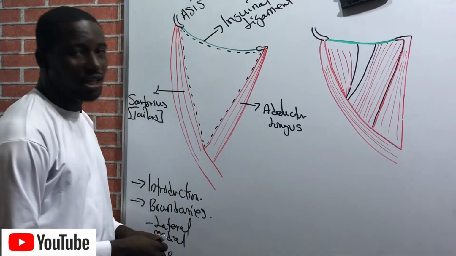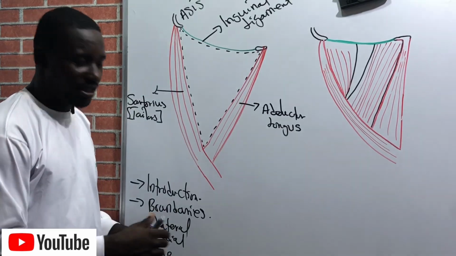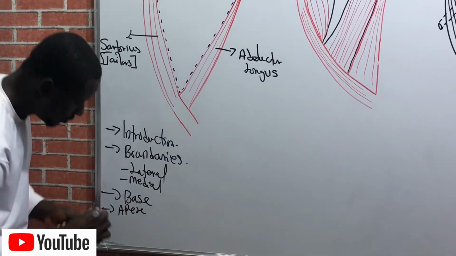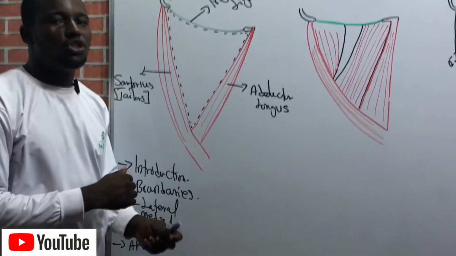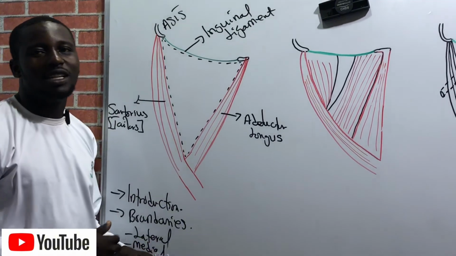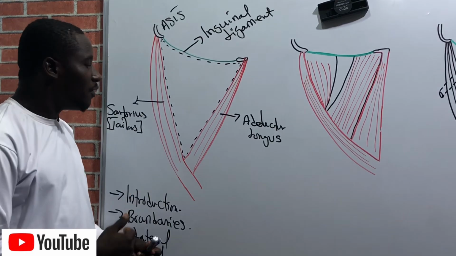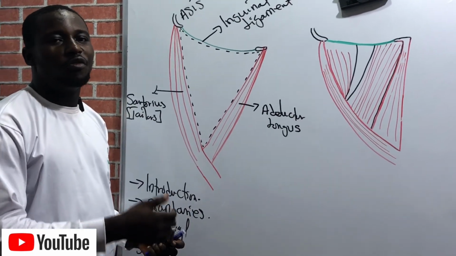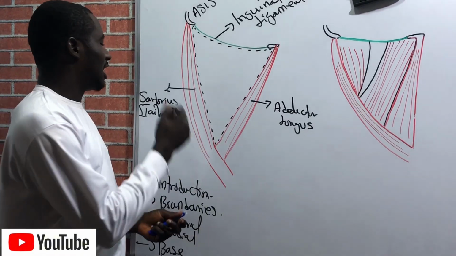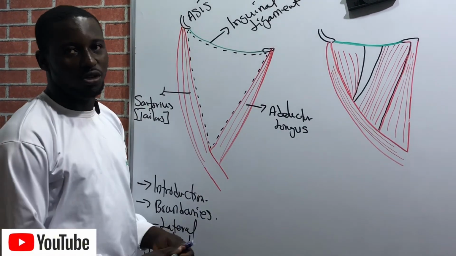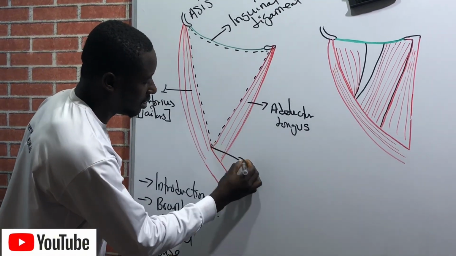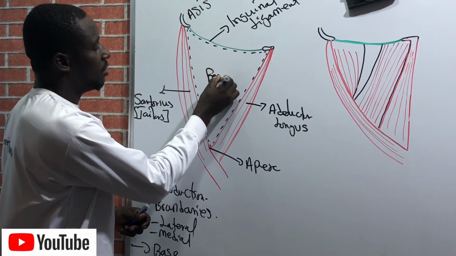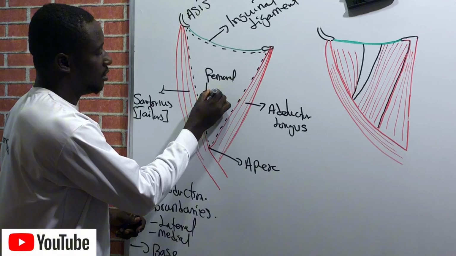Then we delve into the next in line, which is the apex. One thing you should notice is that anything that has a base must have an apex. So the apex of the femoral triangle is formed by the meeting point of the medial borders of the sartorius muscle and the adductor longus muscle. And here is the apex, while here it becomes the femoral triangle.